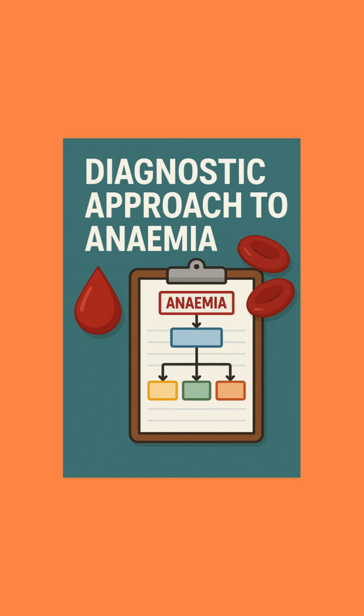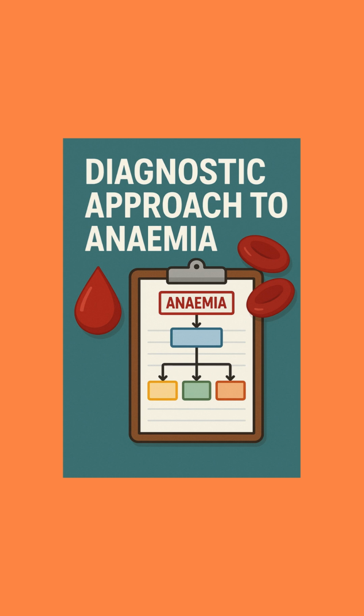The mean corpuscular volume, or MCV, is your first clue. It divides anemias into 3 broad categories: microcytic, MCV less than 80 fL, normocytic, 80 to 100 fL, and macrocytic, MCV greater than 100 fL. This simple step guides your differential diagnosis. Let's start with microcytic anemia.